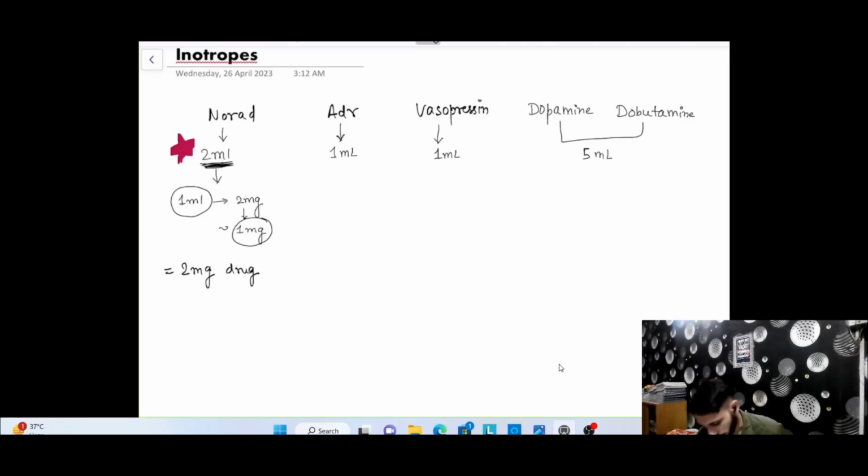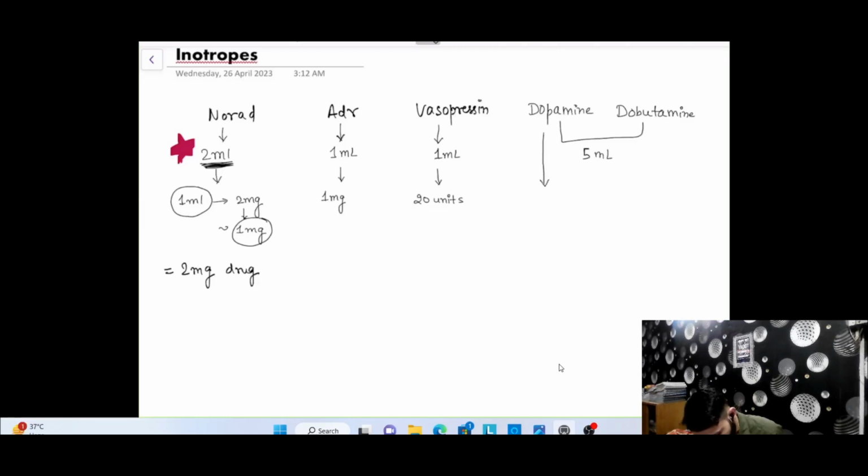Unlike NORAD, the rest of them are very simple. In ADR, the drug per ml is 1 mg only. Because the ampule is also 1 ml, the total drug in one ampule will be 1 mg only. Vasopressin doesn't come in mg, it comes in units. So 1 ml of vasopressin contains 20 units, so 1 ampule has 20 units of vasopressin.